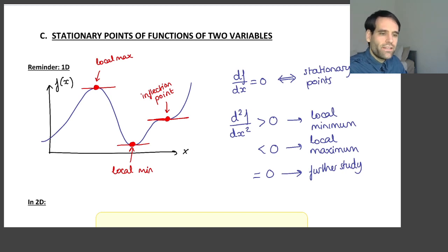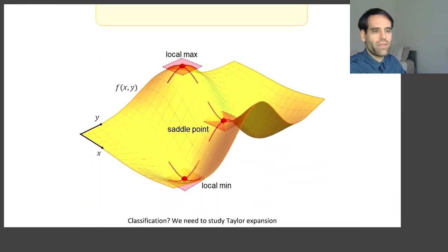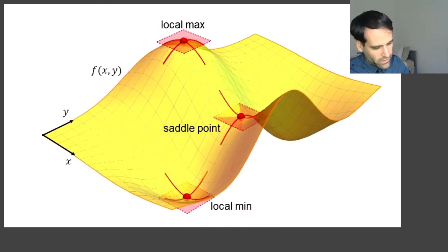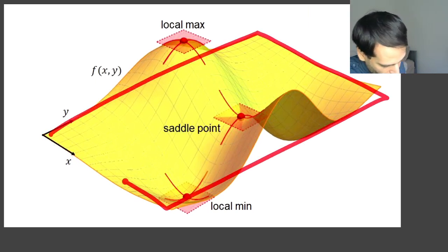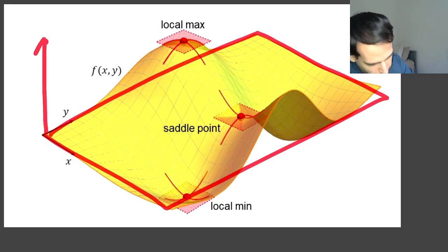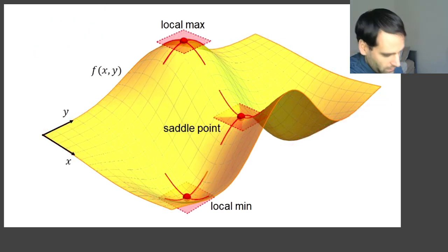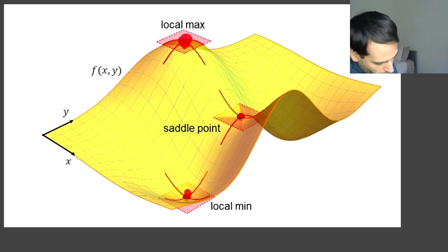So knowing what we knew from one dimension, how would we find local maxima and local minima for two-dimensional functions? So consider this function. Here I'm plotting x and y, and this creates the xy plane. And then in the z-axis, I'm plotting f of x, y, as usual. So then, clearly this is a local maximum, and this is a local minimum.